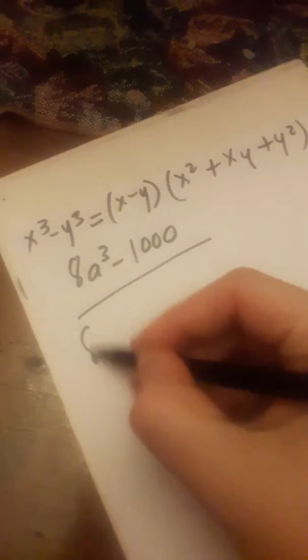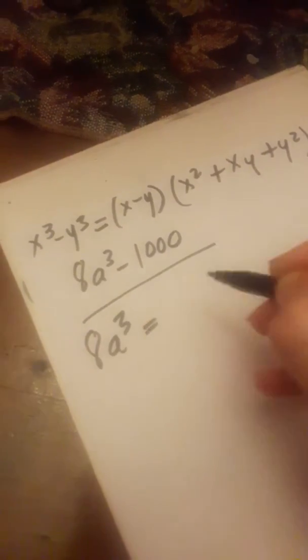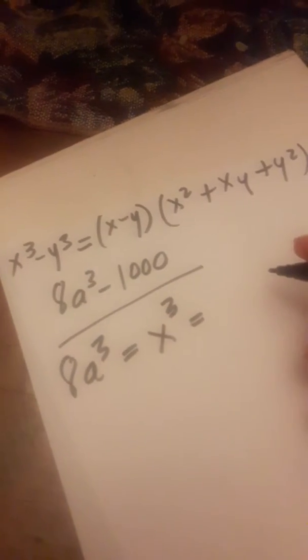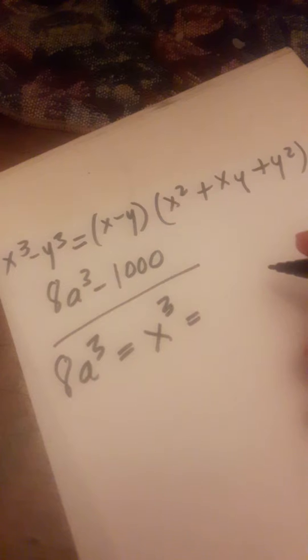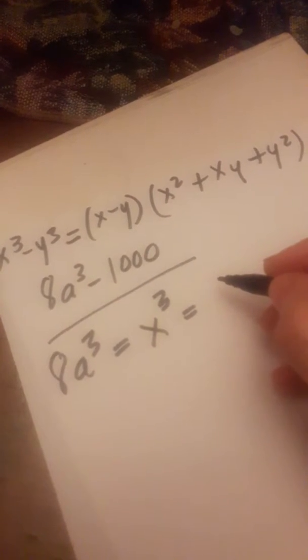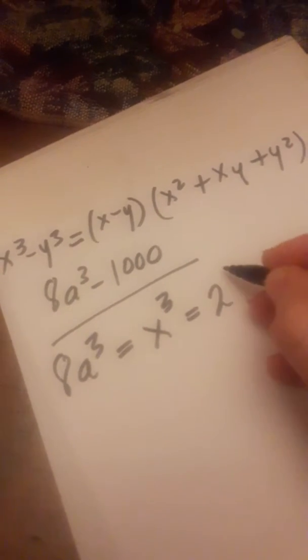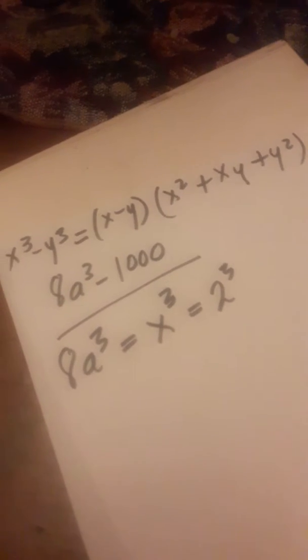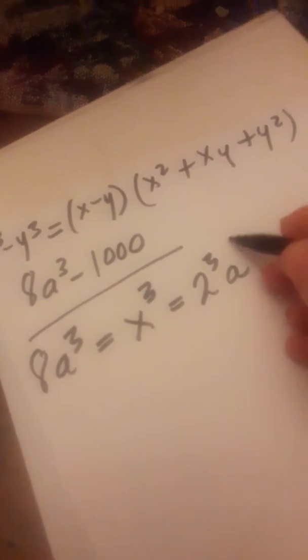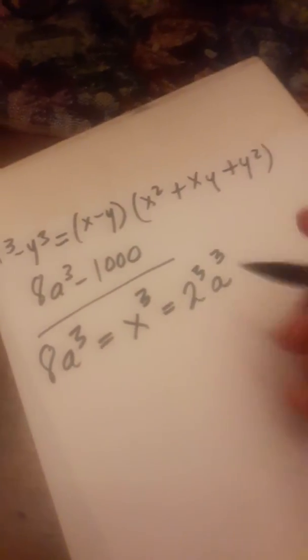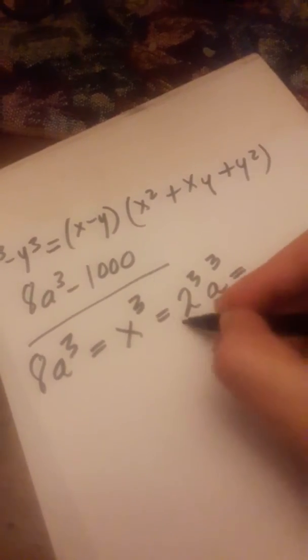Well, a³ we can define as x³. Let's think of a number that multiplied by itself gives you 8. It's really simple: 2 to the third power. 2 times 2 times 2 is 8. And a³ is really simple because, remember, with exponents when you raise a power to a power, you multiply them. So we're going to define the base 2a as my x.